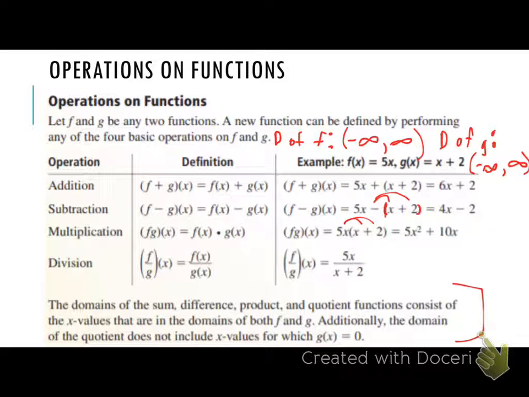So the domain of any of these new functions, f plus g, f minus g, f times g, f divided by g, is the overlap of these two functions. So I'm going to try, hopefully this helps. I'm going to put the domain of f on a graph, a number line.